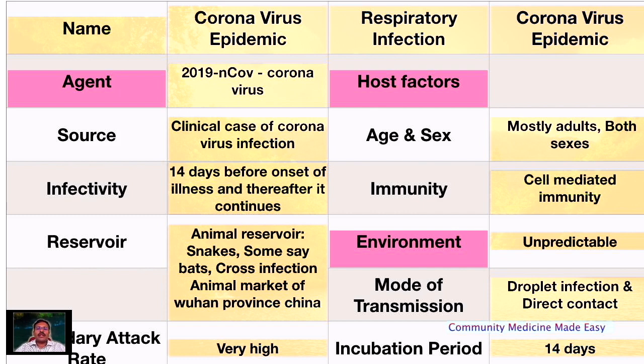And what are the environmental factors? The environmental factor is very unpredictable in the case of coronavirus, mainly because it occurs very rarely but suddenly because of antigenic variation, the antigenic shift and drift which can occur in the virus. How the viral infection suddenly occurs, we don't know. So it is unpredictable, but definitely it is common during the winter season.